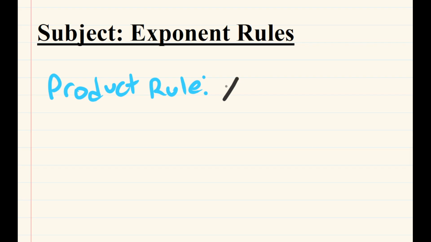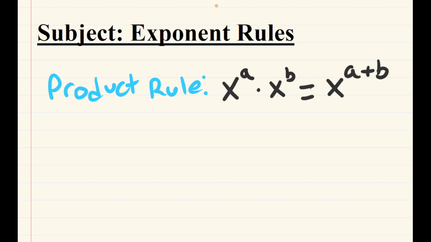Hey everyone, in this video we're going to talk about exponents and certain properties that we can use with them. So the first property or rule we'll talk about is called the product rule. Let me write it out. Product rule. This basically says that if we're multiplying x to the a power times x raised to the b power, this is the same as x raised to the a plus b power.